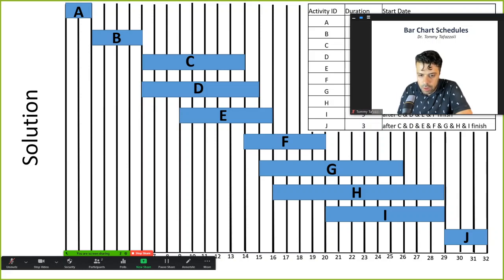Or, for example, let's bring up a better example. Both C and D are starting after B, right? Can you say if activity C depends on B or D depends on B or both of them depend on B? You cannot say. You can just say which one happens first and which one happens later. But you cannot say what kind of logic or dependency exists between these activities. And that's a big disadvantage of bar charts.